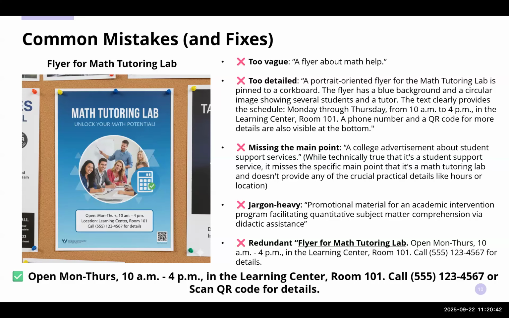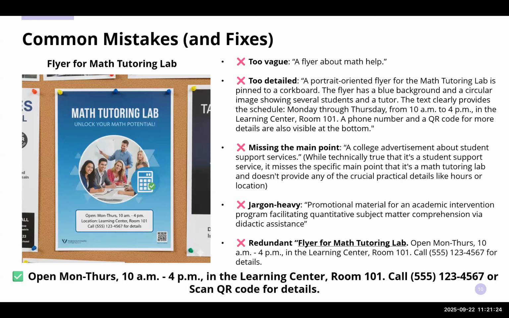It gives a lot of information, and it can be too overwhelming with unnecessary details. Then there are descriptions that miss the main point, like what if it says college advertisement about student support services? That's technically true, but it doesn't tell us what someone is meant to take away from the image. That is, it doesn't mention that it's a math tutoring lab, and also doesn't provide any of the crucial practical details like timings or locations, etc.